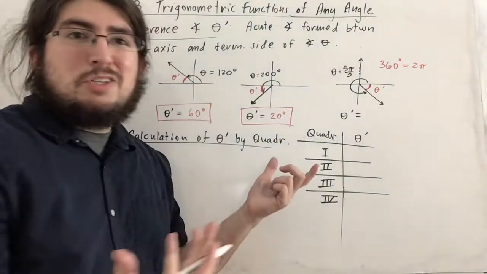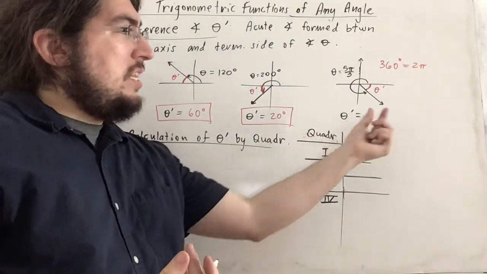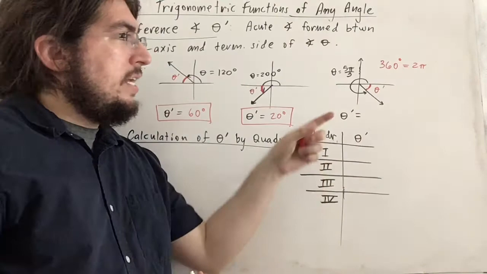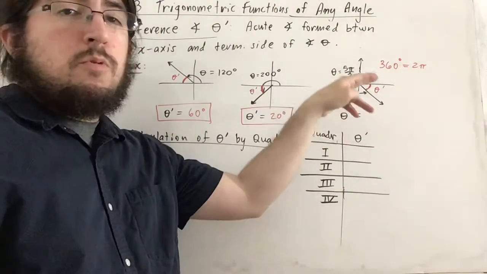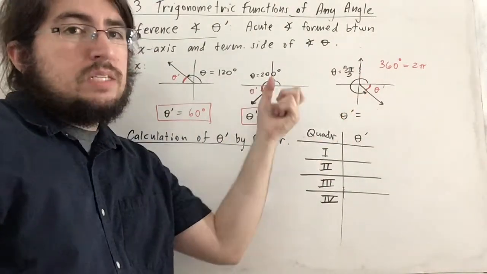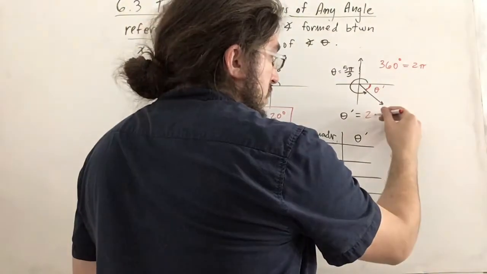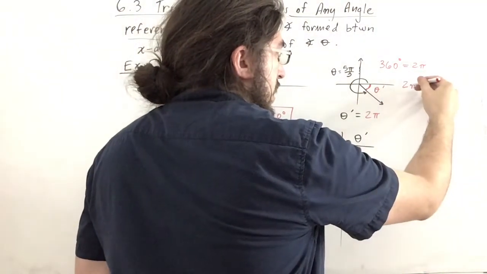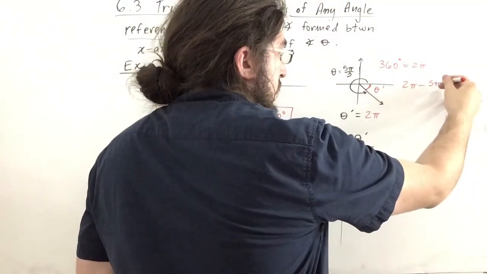That's right, it's 2 pi radians. So that means this answer here is going to be the difference between one full rotation and our angle, which is 5 pi over 3. So it's going to be 2 pi, let me write it here actually. 2 pi minus 5 pi over 3.